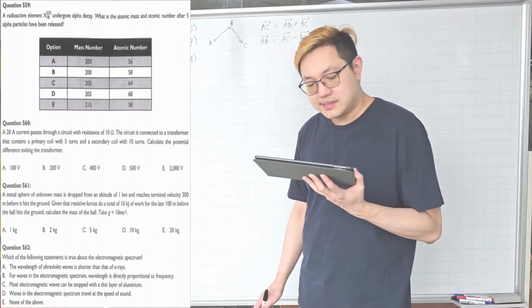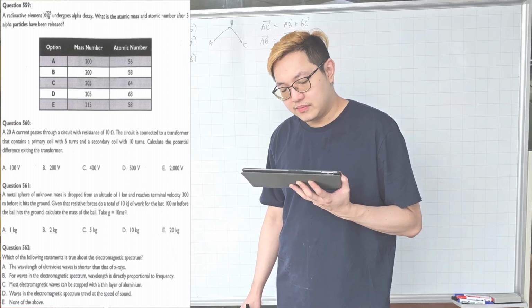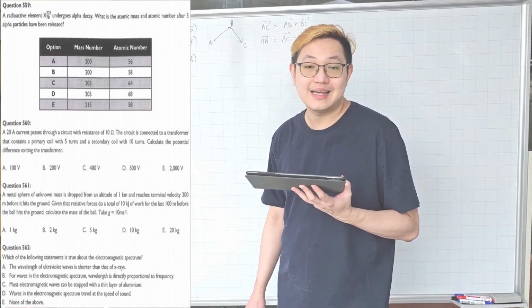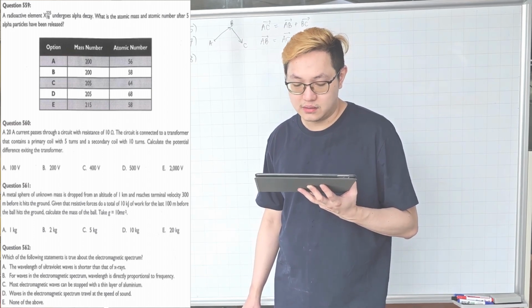You have to calculate the rock's density, given that it has a volume of 250 cubic centimeters. Take g on Earth as 10 meters per second squared.